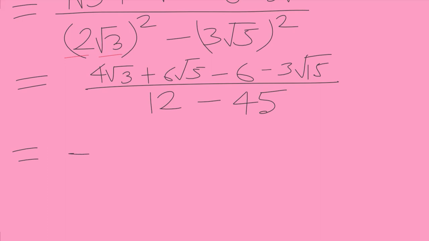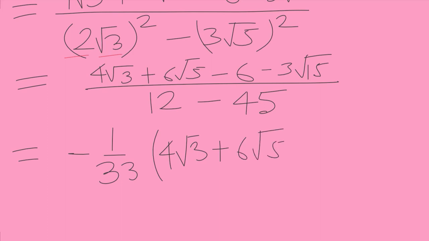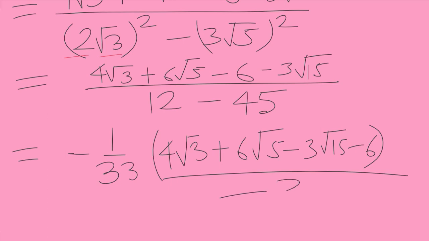So we can write it like this also as a fraction, minus 33, and then we can write like this, 4 root 3 plus 6 root 5. Let me write this irrational part again before. So 3 root 15, and then we have minus 6, right? So that is also rationalizing the denominator. We could have also written it like this, minus 33 here, but this is another style of writing. I wanted to show you that also. Okay, thank you.